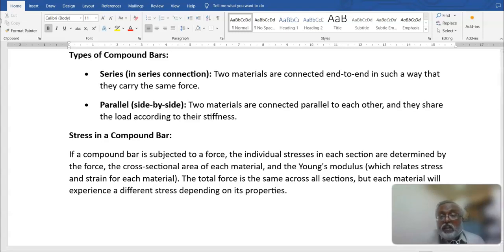Two materials are connected end to end in such a way that they carry the same force, or parallelly side by side. Stresses in a compound bar: if a compound bar is subjected to force, the individual stresses in each section are determined by the force, the cross-sectional area of each material and the Young's modulus. The total force is the same across all the sections, but each material will experience a different stress depending upon its properties.